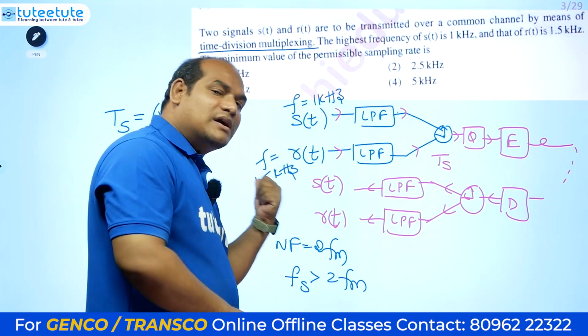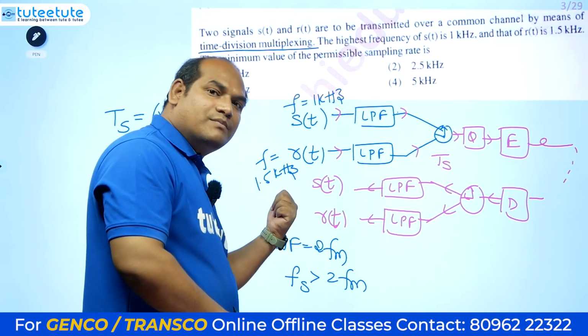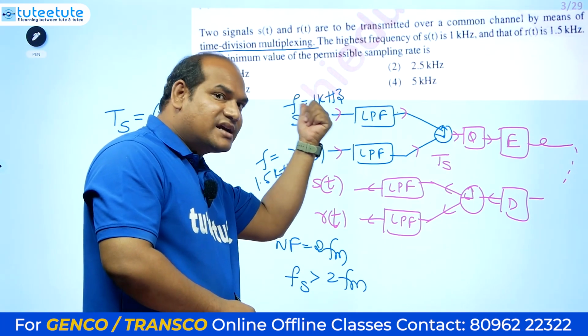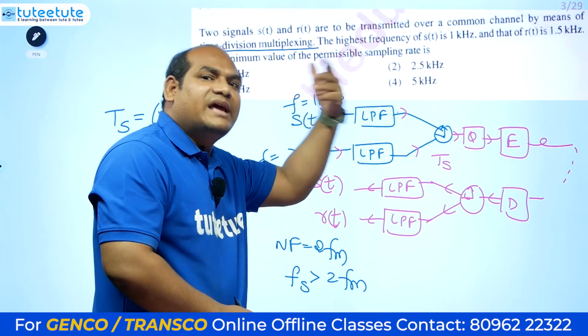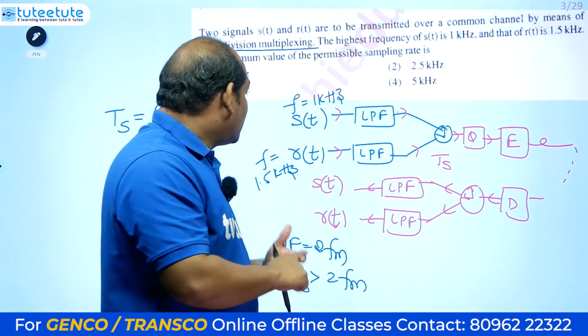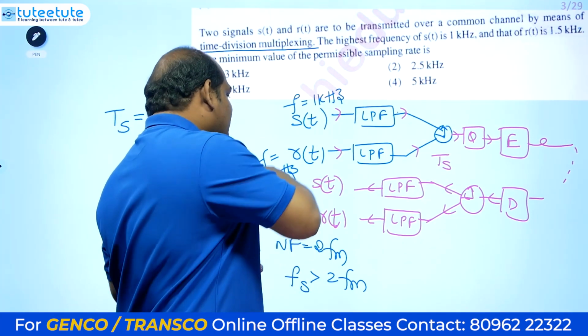But if you take this one, what will happen? You see, the FM is 1.5K. So what is 2FM? 3K. 3K means you are satisfying Fs greater than 2FM here also. Okay, here just 2K is enough. 3K is also okay. 4K is also okay. 5K is also okay. But what is the minimum we have to take? 3K is enough. If you take 3K, then this is satisfied.